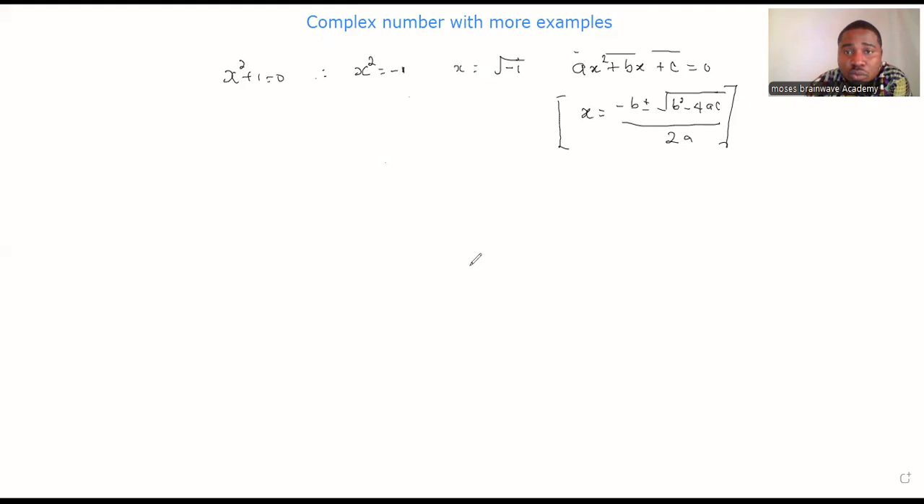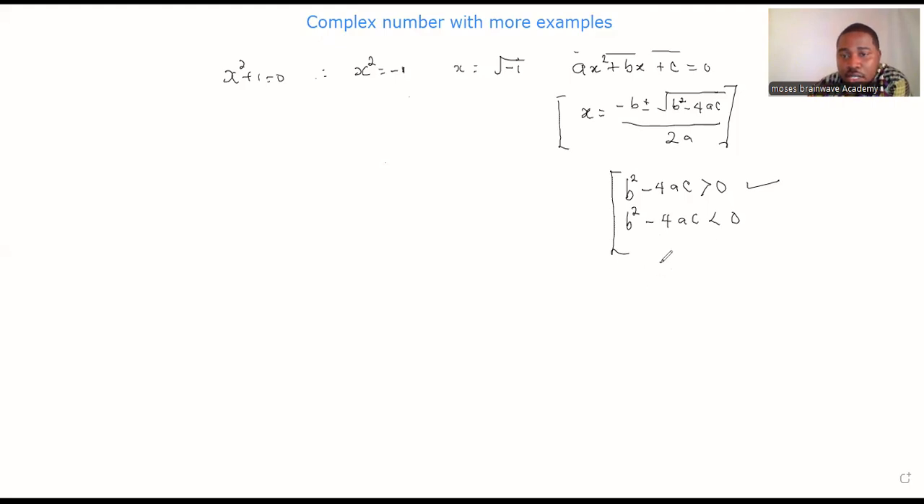Now, basically, if the value under the square root sign, b squared minus 4ac, is greater than 0, which means it's positive, we can solve this. But if this particular value is less than 0, the value under the square root sign will become negative, and that is when we are going to be using the concept of complex numbers.